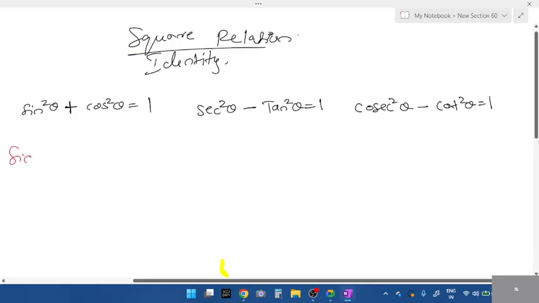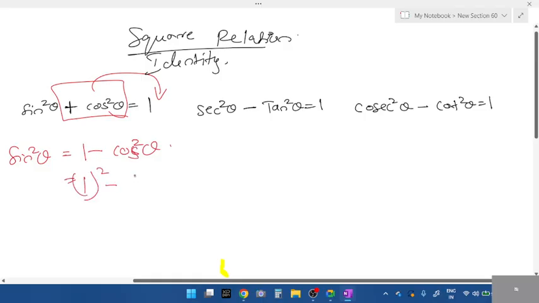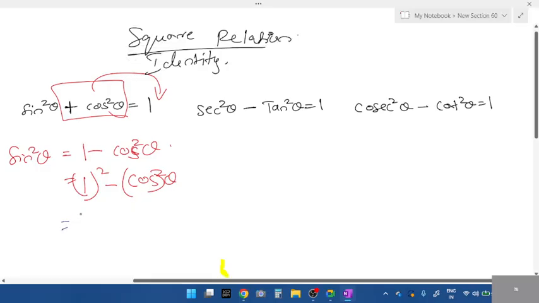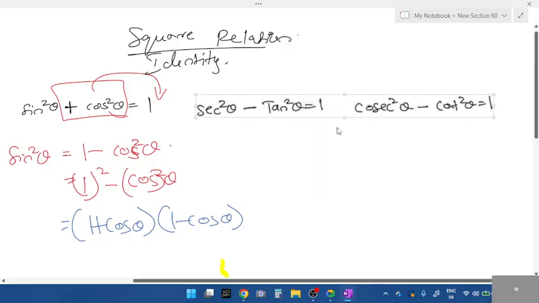If I want to find sin square theta, what happens to this plus cos square theta if it goes to the other side? All of you will respond. It becomes 1 minus cos square theta. Can I write 1 as 1 square? It's the same, right? Can we use a square minus b square here? What is a square minus b square? 1 plus cos theta into 1 minus cos theta. Make a note of this. This is for sin. Just make a note for sin, for sec, and this I'll give later.